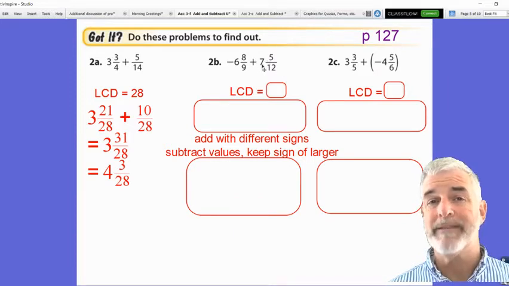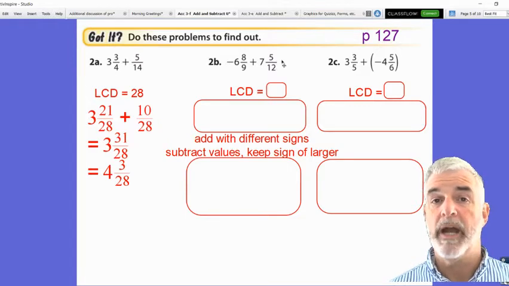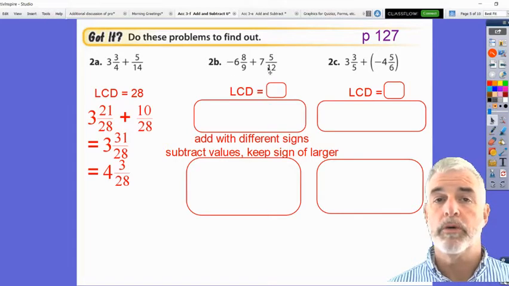So first off, your estimation of this problem is like negative 7 plus 7.5, right? It's about negative 7 plus 7. My answer should come out to about a half, positive 1/2. Okay, that's my estimate. Always good to do.